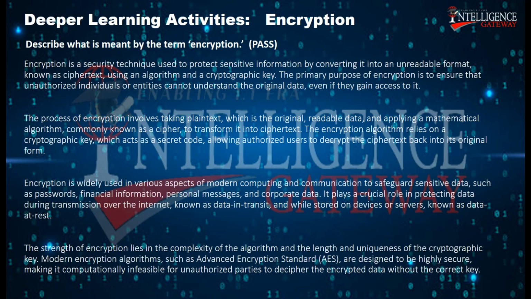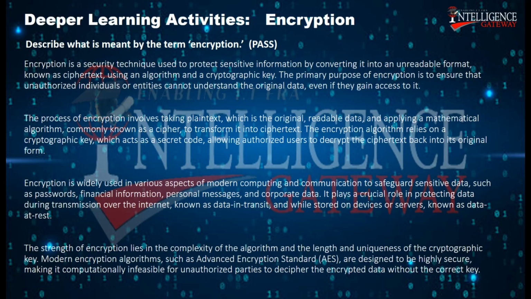The process of encryption involves taking plaintext, which is the original, readable data, and applying a mathematical algorithm, commonly known as a cipher, to transform it into ciphertext. The encryption algorithm relies on a cryptographic key, which acts as a secret code, allowing authorized users to decrypt the ciphertext back into its original form.